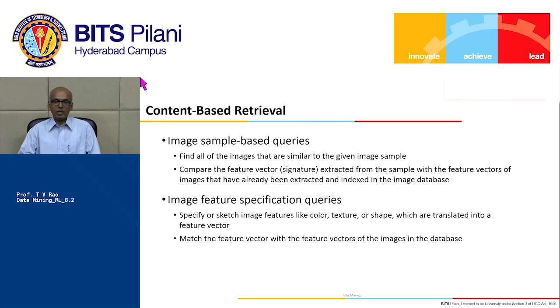When we are doing content-based retrieval for an image database, there are again two approaches. One is that we can give a sample image and say that I would like to get all the images which are similar to this image. The other approach is that, for the images, we would have extracted some characteristics such as the color or the layout, and then we use those features to give a specification and ask for the images which match those specifications.